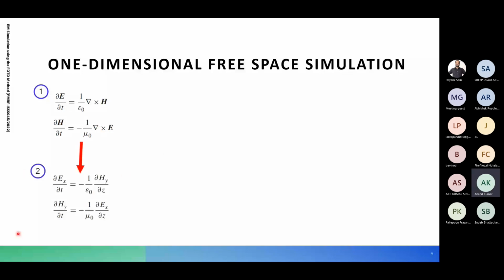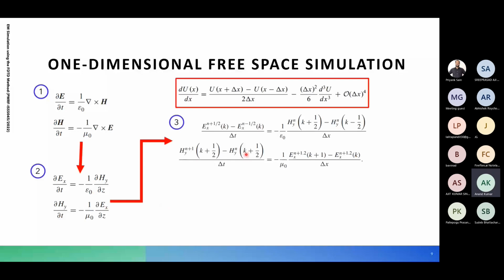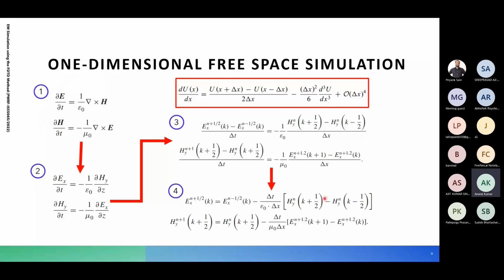We started with Maxwell's equations. We use only the 1D equations with Ex, Hy, and the wave propagating in the z direction. We use the central difference scheme to get the finite difference approximation of the update equations, and using that we got the final update equations in one dimension for the electric field and the magnetic field.